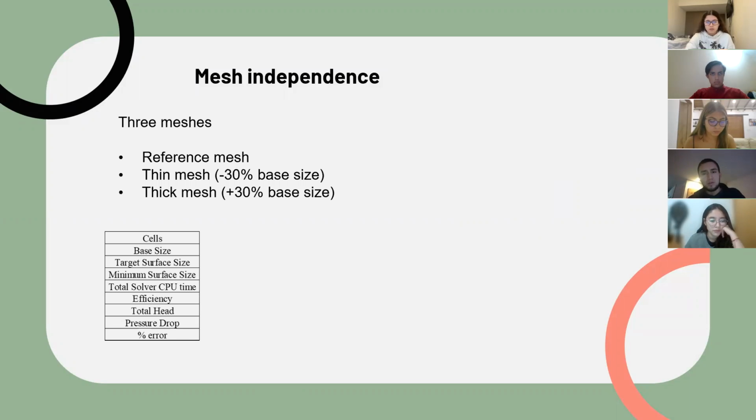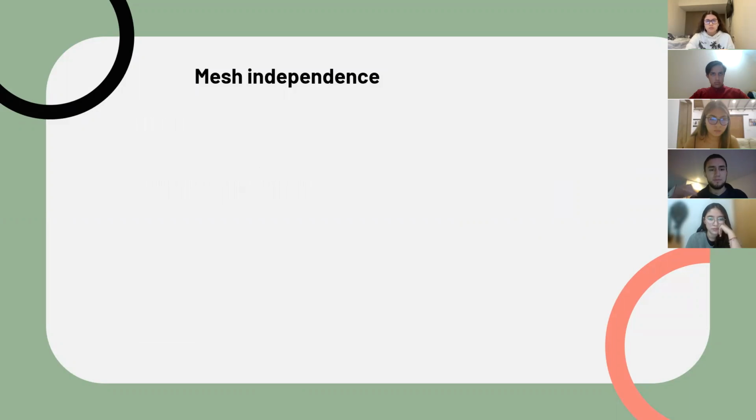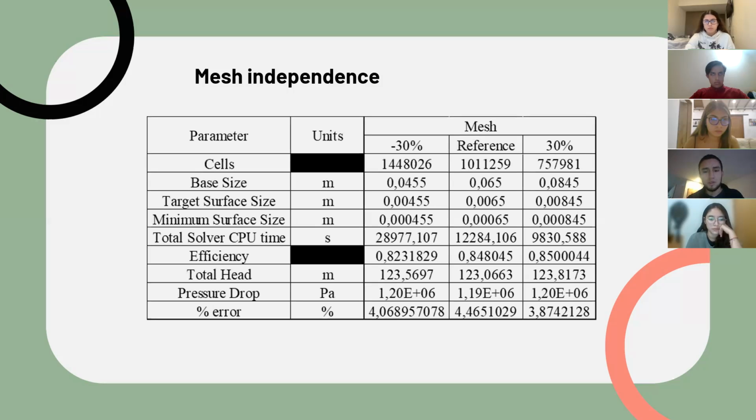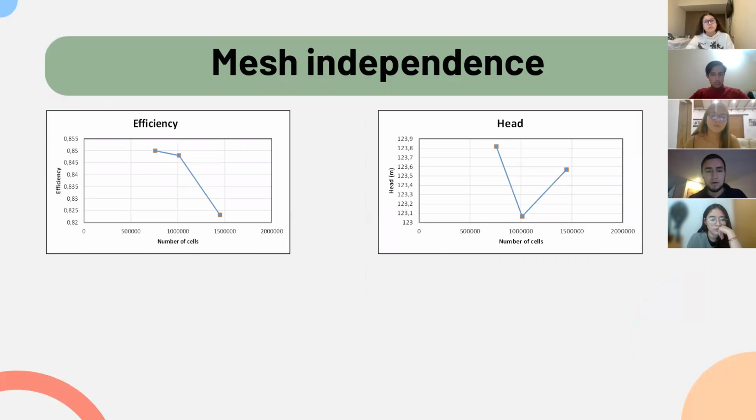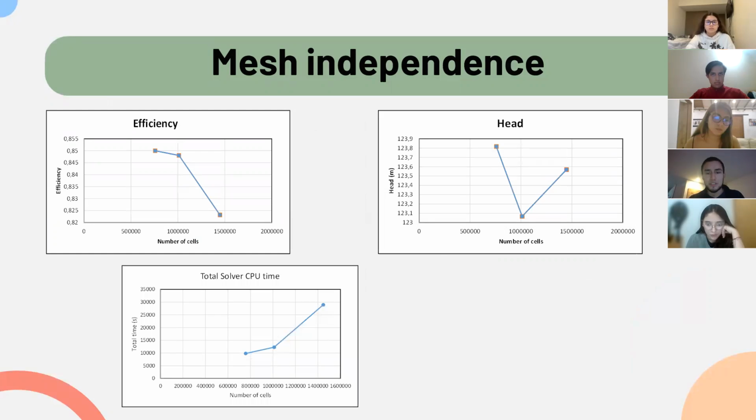Here are the parameters that we are going to take out in the report of each of the meshes. And now we present the results of all of the reports that we made from each of the meshes. As we can see, the coarse mesh, the one that says 30%, is the one with the best results. So we can see in these tables and graphics that in efficiency, in head, and in total solver CPU time, the coarse mesh got the best results. For this reason we decided to use this coarse mesh for the simulations.